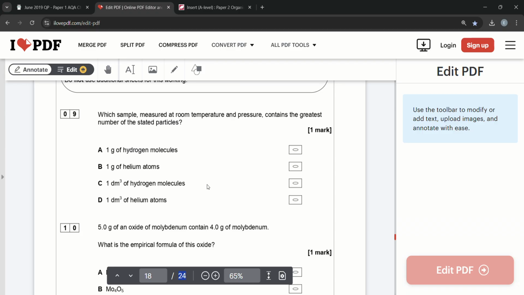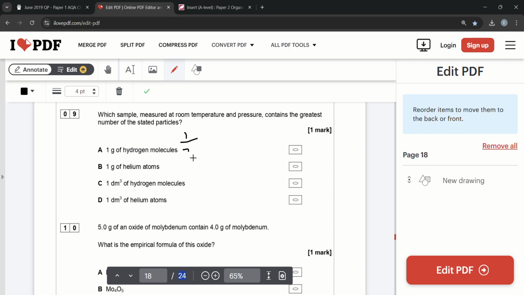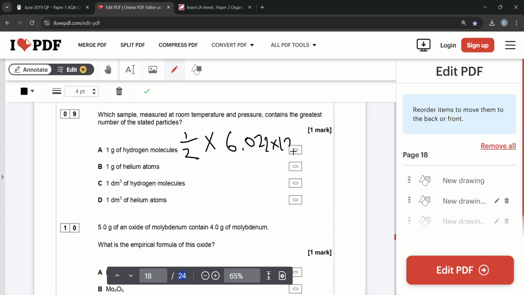Section B, question 9. Which sample measured at room temperature and pressure contains the greatest number of its stated particles? For A, all you'd have to do is 1 divided by 2 hydrogen molecules, Mr of hydrogen is 1, there's 2 of them, times Avogadro's constant. So you'd find the moles, which is the mass over the Mr, times 6.022 times 10 to the power 23.